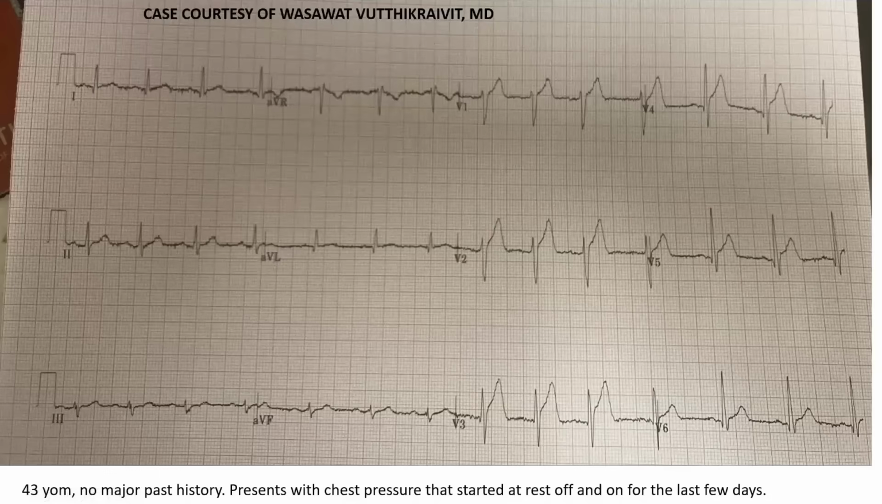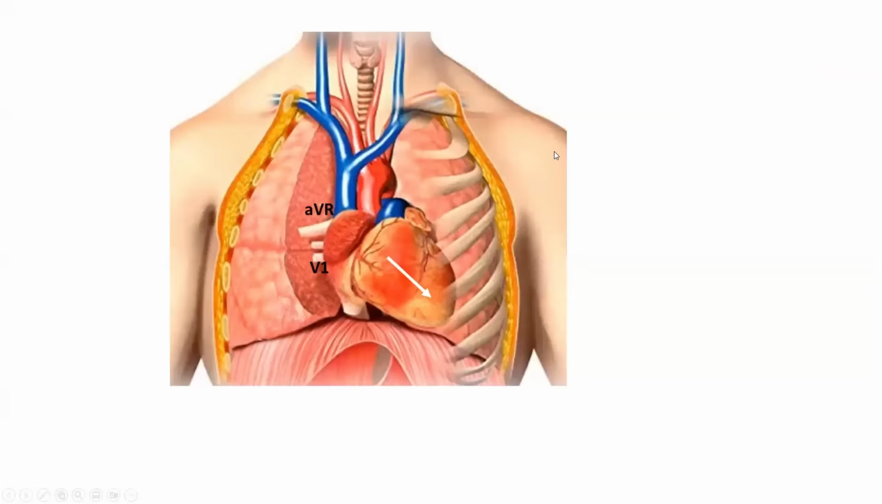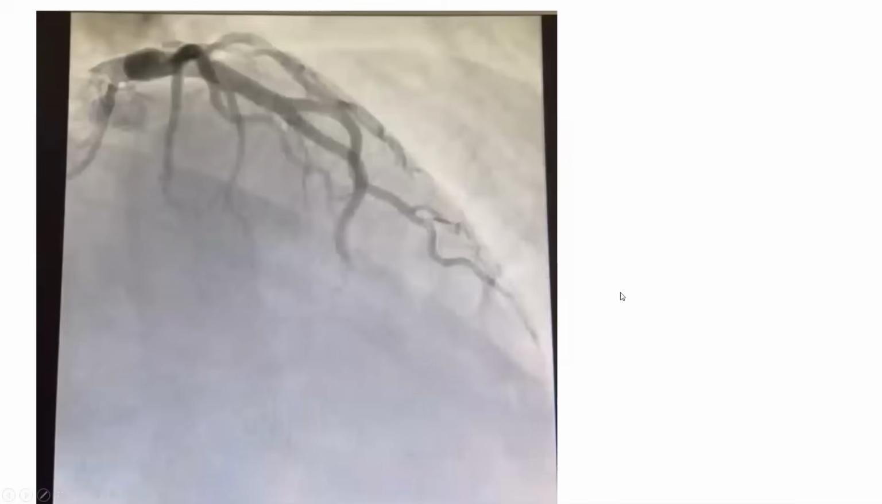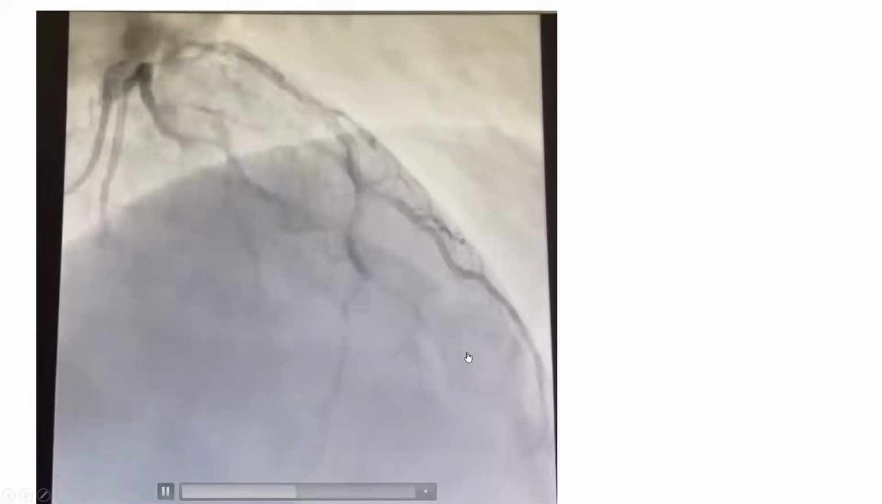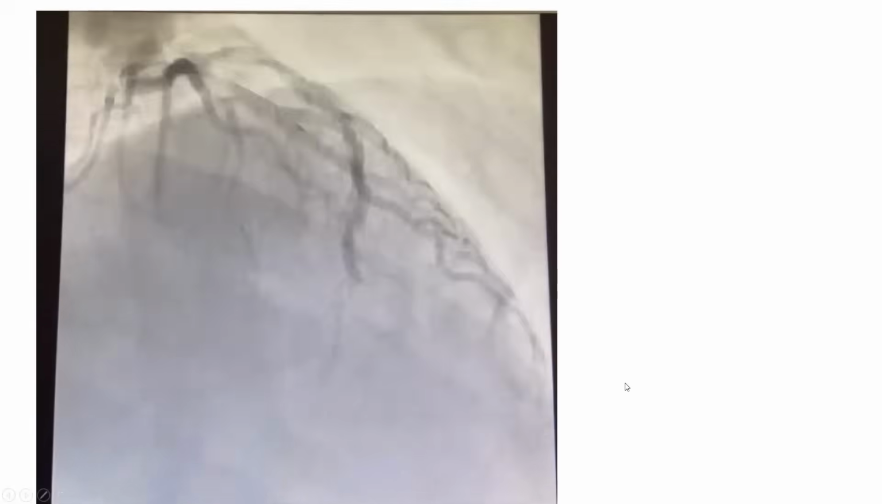The STEMI EKG that mimics pericarditis is usually an apical STEMI. It's a STEMI that looks into all leads. When you have STEMI of this area, it will involve that part of the heart, that part of the heart. So all leads will have ST elevation. So it will mimic pericarditis. So the STEMI that mimics pericarditis is usually an apical STEMI, distal LAD STEMI. So it fits. It's a distal LAD occlusion.